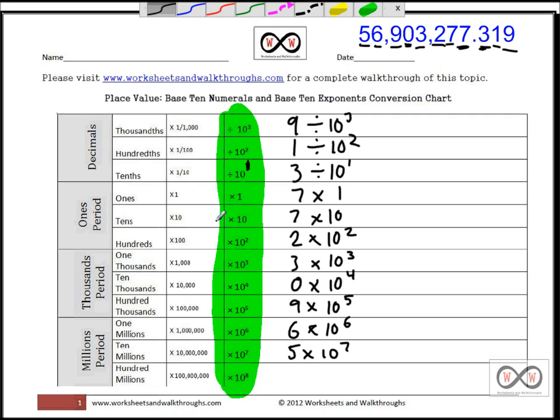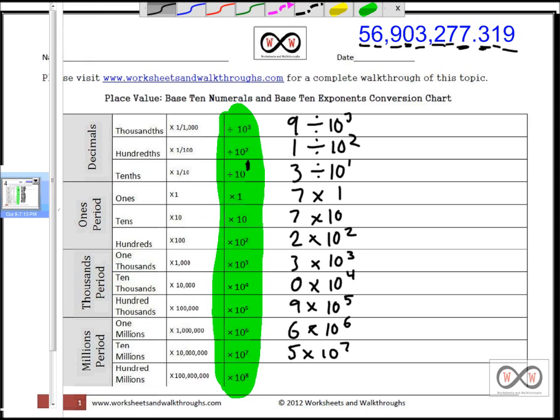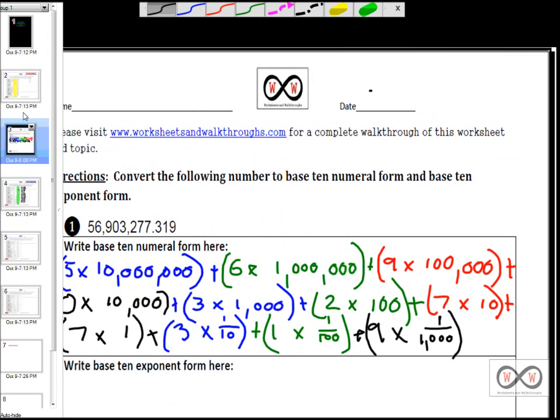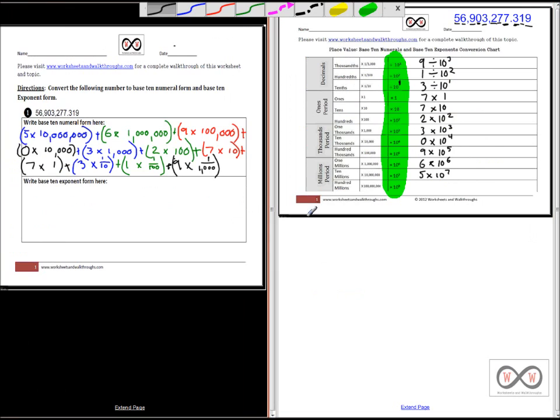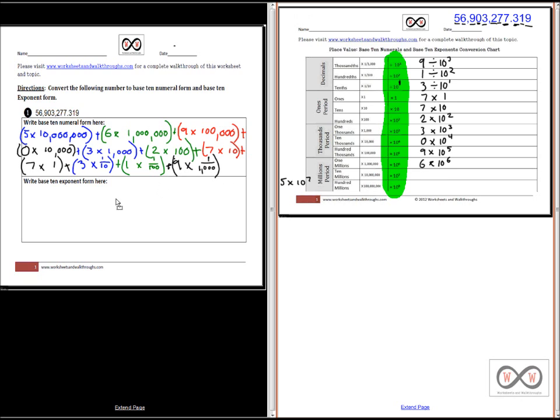So there you go. All you need to do with this one is convert, or transfer, your numbers from your place value, base 10 numerals and base 10 exponents conversion chart right over to your base 10 exponent form. So let's do that. All right, so we've got 5 times 10 to the 7th, our 5 in the 10 millions. It was really worth 50 million.